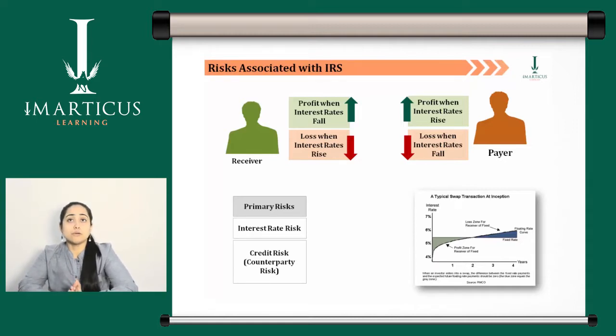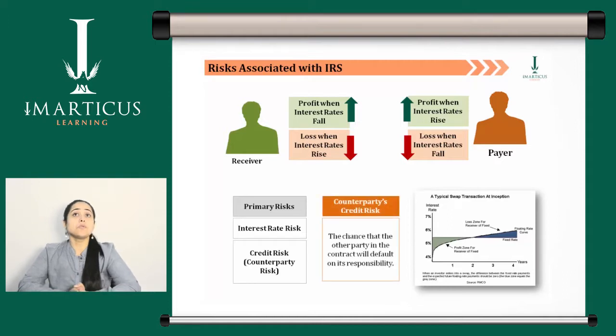IRS are also subject to the counterparty's credit risk, the chance that the other party in the contract will default on its own responsibility. Although this risk is very low, as banks that deal in Libor and interest rate swaps generally have a very high credit rating of AA and above, it is still higher than that of a risk-free US Treasury bond.